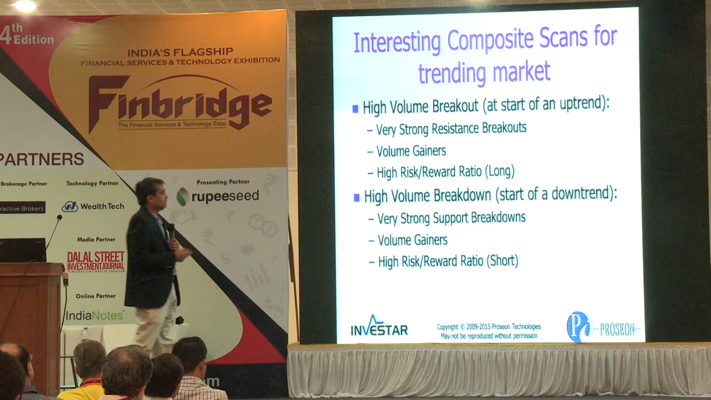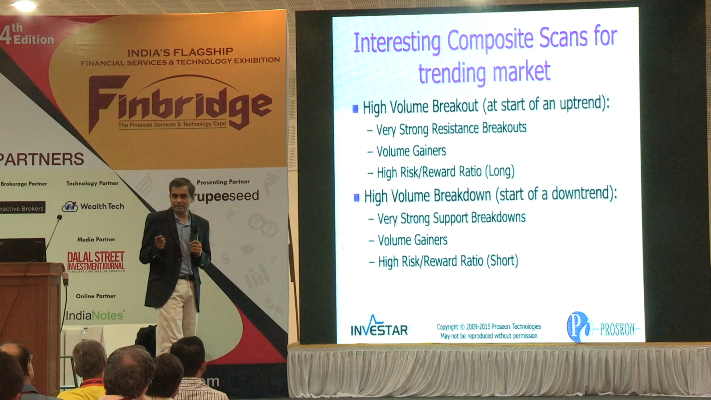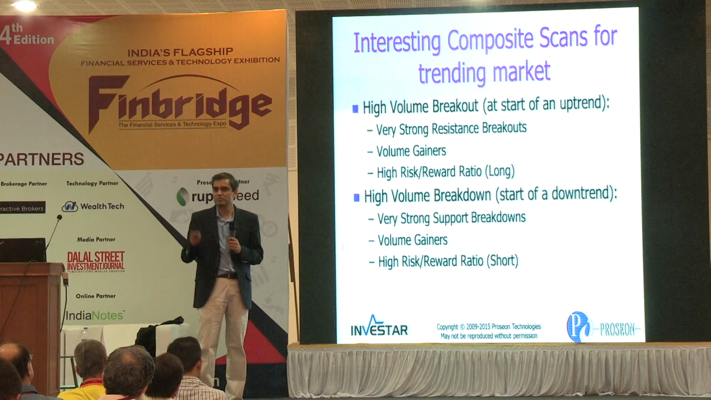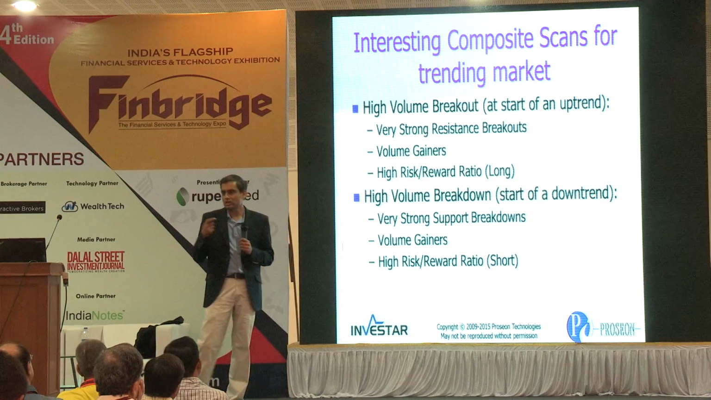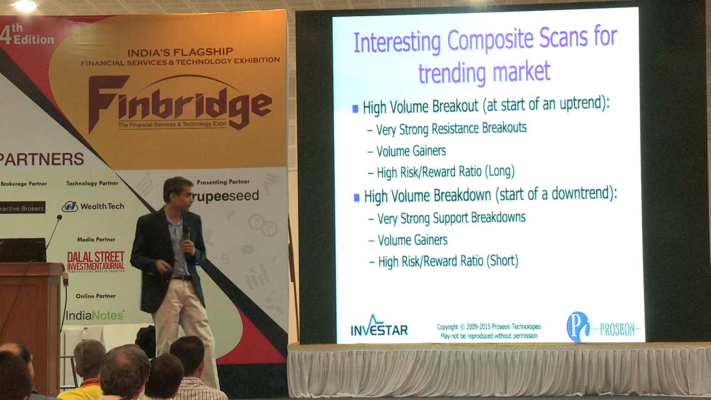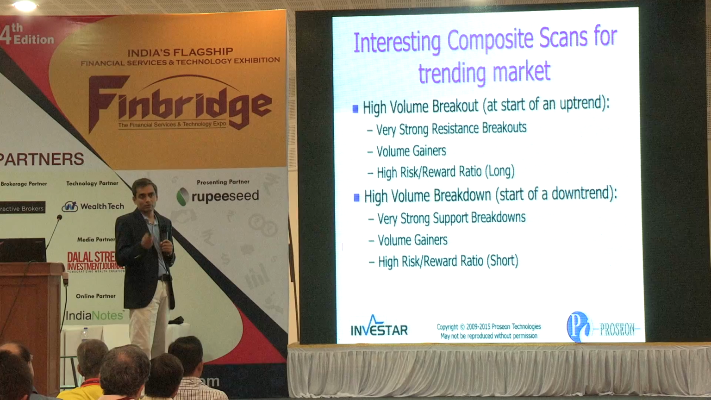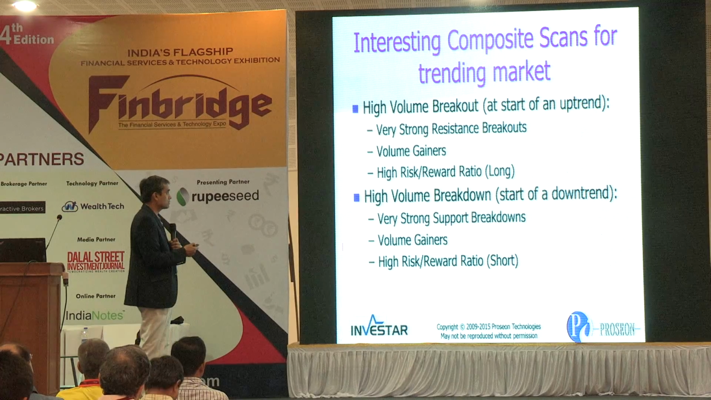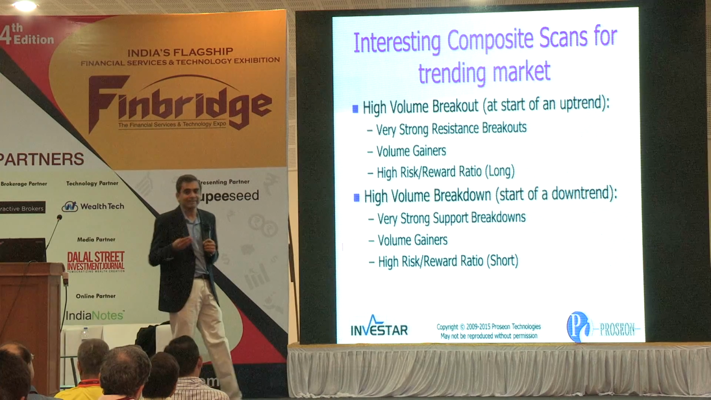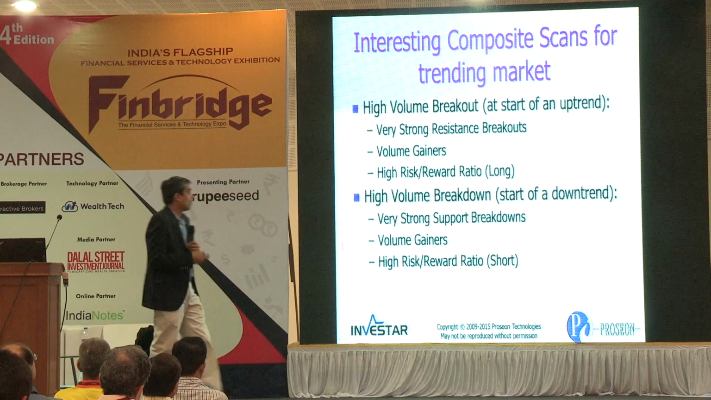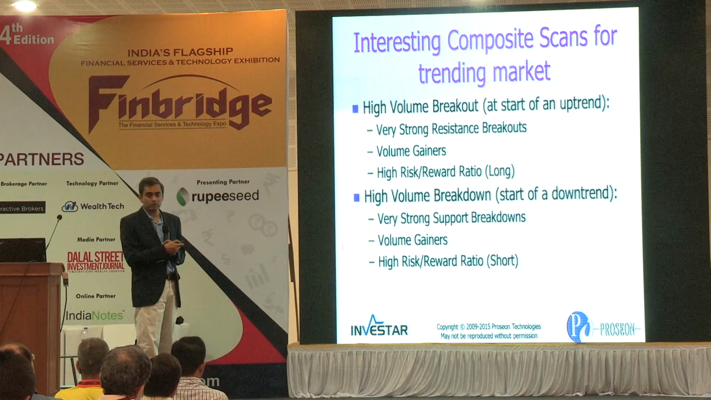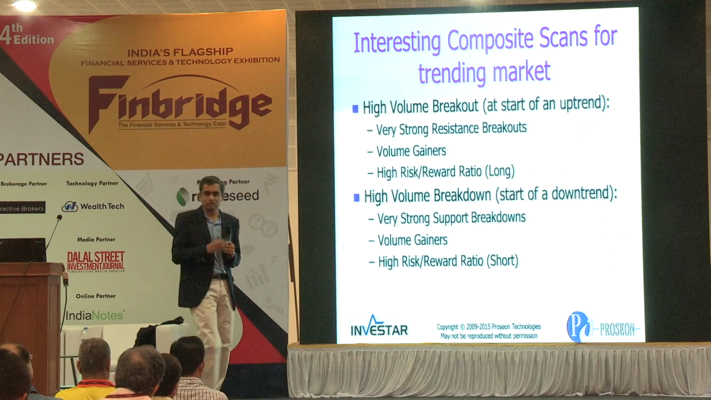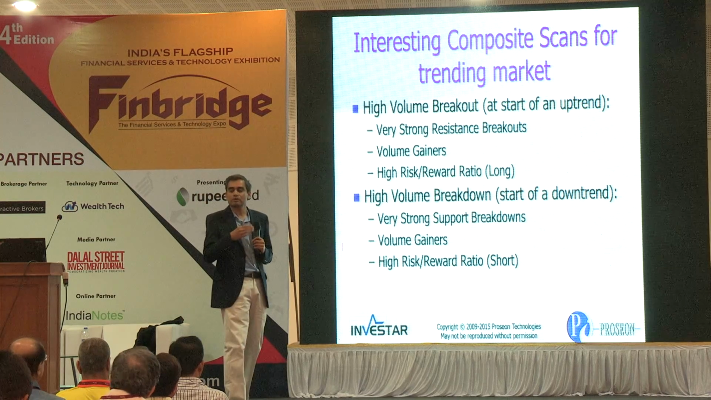Generally any technical analysis software will have a scanner which allows you to scan for different stocks meeting some indicator criteria or volume gains. Because of the AutoSR, we have breakout scans and breakdown scans also. You can combine them with the volume gainer scans, meaning a stock is having a very strong resistance breakout, is gaining on volume, and has a high risk reward ratio.